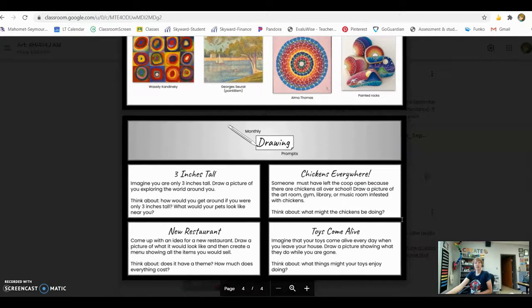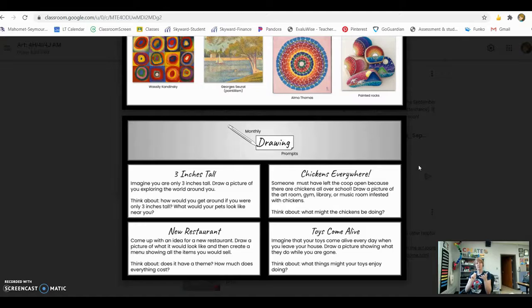If you would prefer, instead of doing a Dot Day project, you could do one of the monthly drawing prompts. So if you prefer to draw, these are just some silly ideas that would be a way that you can draw. These could even become a painting for your project. So if you decide to do a drawing prompt, make sure your drawing fills your paper.